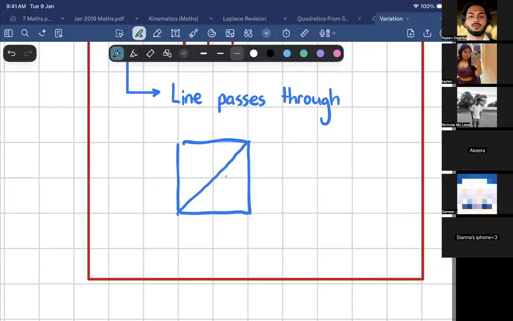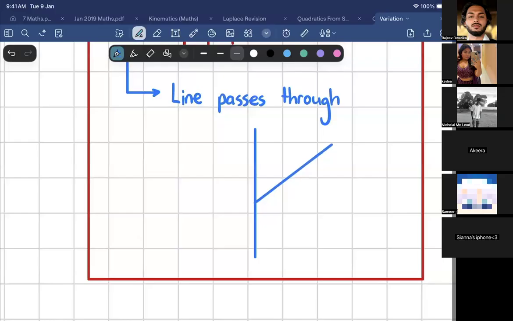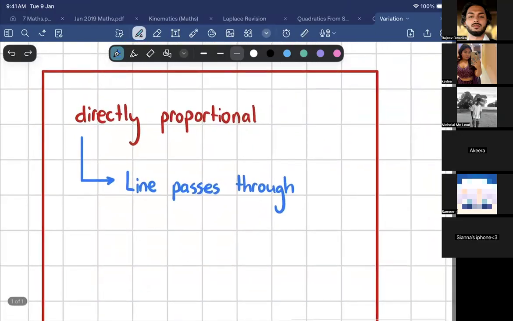But you see, the thing is, I could apply that square method, and the graph doesn't necessarily have to start at 0, 0. Heck, my graph could start anywhere. Watch. My graph could start over here. And if you draw a square, that doesn't mean it starts at the origin. So you gotta be careful. So when I say directly proportional, it means that the line passes through the origin.